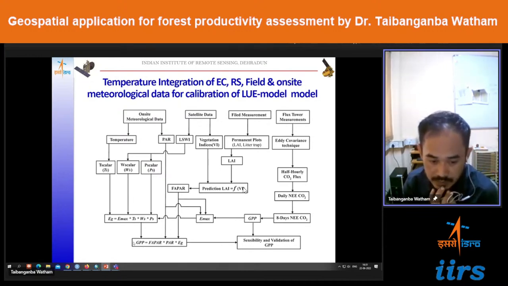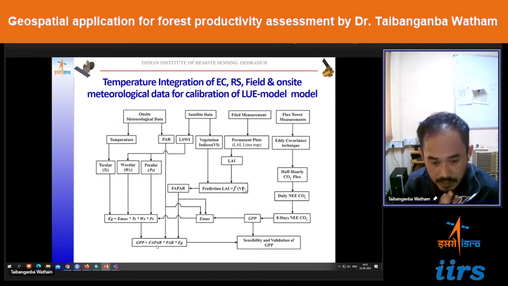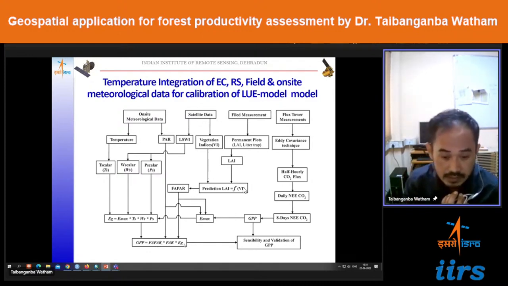we will be able to estimate the GPP value simply by using this equation: FPAR, the fraction of photosynthetically active radiation, into PAR, which will give us the absorbed PAR, or APAR. Then the realized light use efficiency, that is the epsilon max times the scalars, epsilon, will give us the realized light use efficiency. Then once we have that, we will get the GPP.